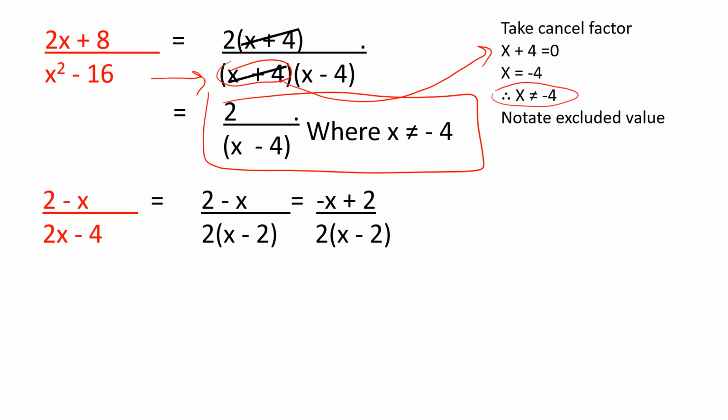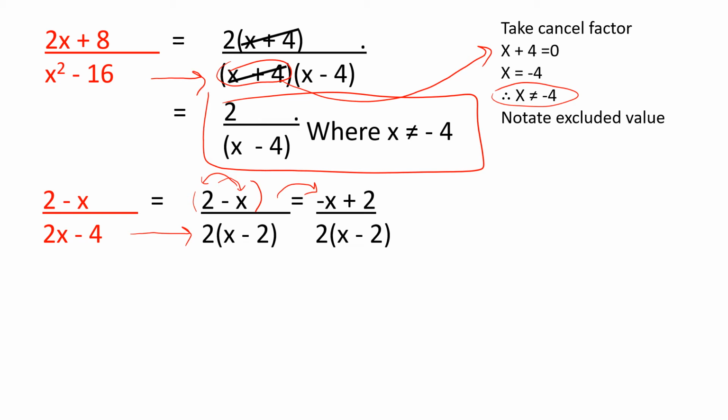Here, slightly a little different. Didn't factor anything out of the numerator. In the denominator, though, I factored out a 2. And now we're looking at this, right? And so I'm going to rewrite this where I'm going to put the x in front and the 2 behind. And when I do that, this is what I get. It's a -x plus 2.